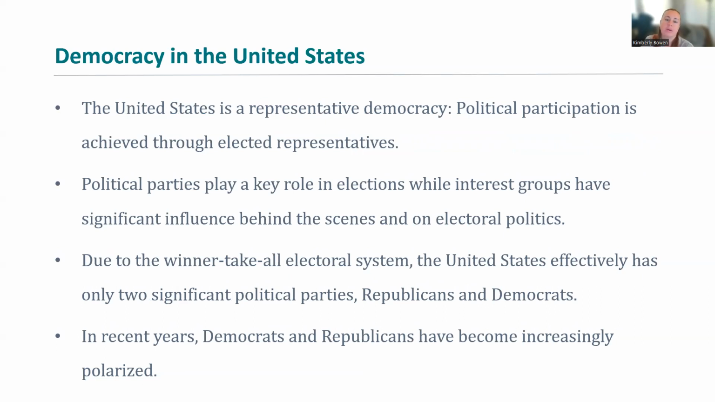The United States is a representative democracy. Political participation is achieved through elected representatives, right? So we elect people and then they go and they vote on the things, whether it be locally or nationally, the rules and policies and laws that essentially run the country. Political parties play a key role in elections, while interest groups have significant influence behind the scenes. So this is a big deal, right? And it's something that, as a citizen of the United States, we have to pay attention to.